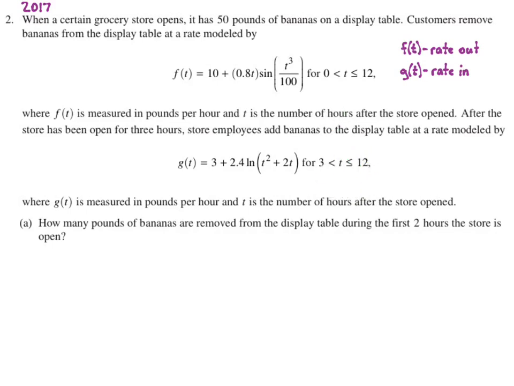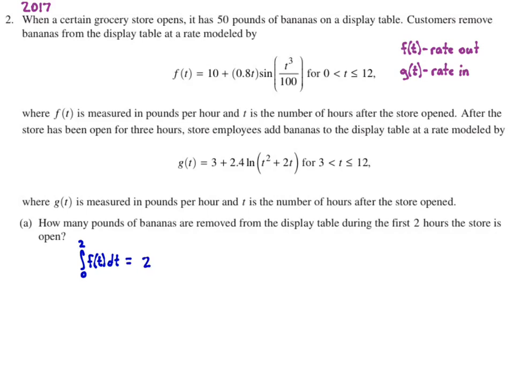All right, part A, it says how many pounds of bananas are removed from the display table during the first 2 hours? So here I'm asking how many pounds of bananas. Well, considering that these are both rates, I know I'm going to need to take an integral. And then it says removed, which means I don't care about the amount that was added or the rate in, I only care about the rate out. So this is going to be the integral from 0 to 2 of f of t dt.